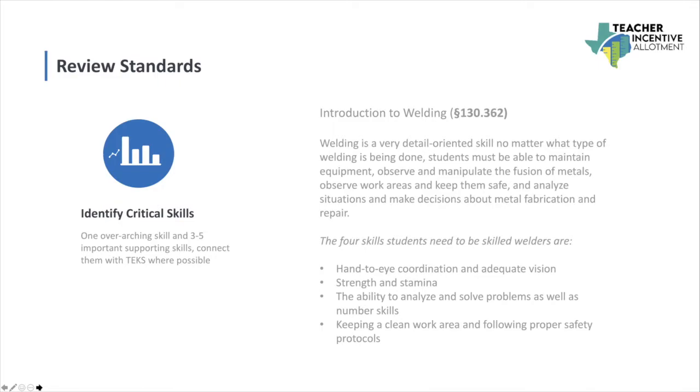Students must be able to maintain equipment, observe and manipulate the fusion of metals, observe work areas and keep them safe, and analyze situations and make decisions about metal fabrication and repair. The 4 skills that the students need include that they are a skilled welder, have great eye-hand coordination and adequate vision, strength and stamina, the ability to analyze and solve problems, as well as number skills, and keeping a work area clean and follow proper safety protocols.